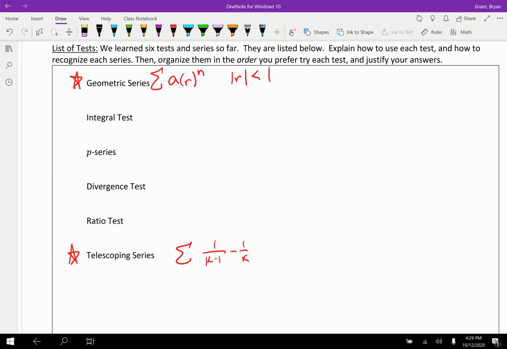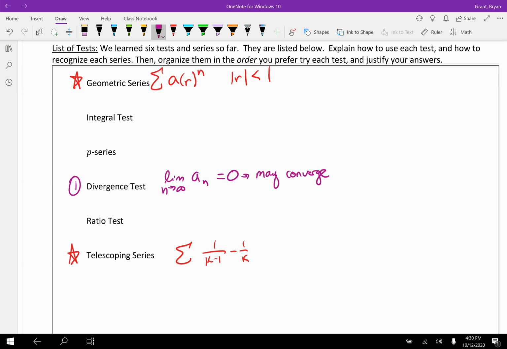Now, the other 4 are really tests to determine if something converges or not, and we always need to start with the nth term divergence test. That's the first thing we always start, and that's where we take the limit as n approaches infinity of just the sequence. And we really need to make sure that equals 0. If it equals 0, then our series has a chance to converge, right? So we would say may converge.